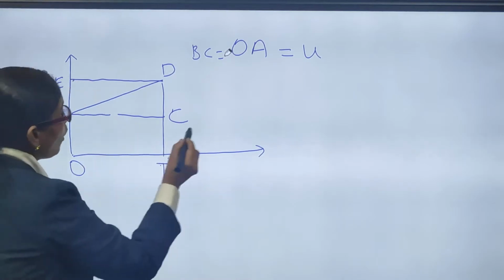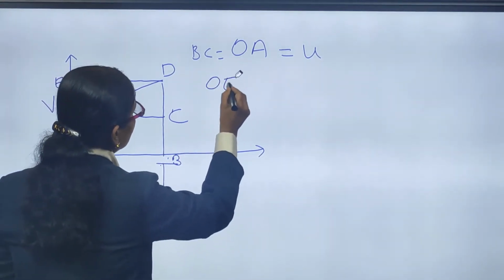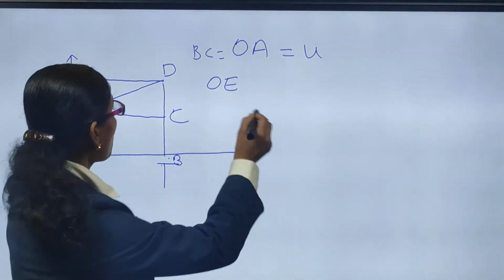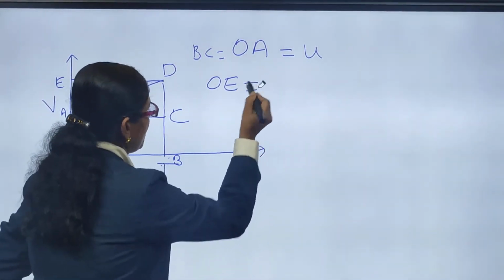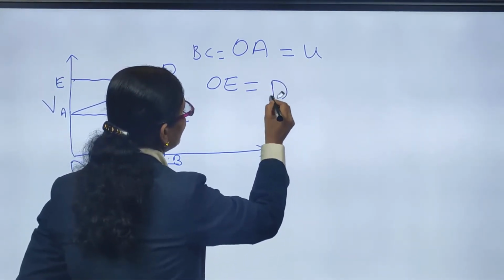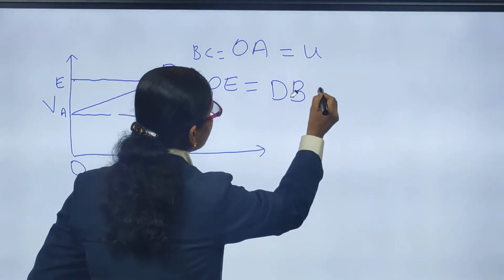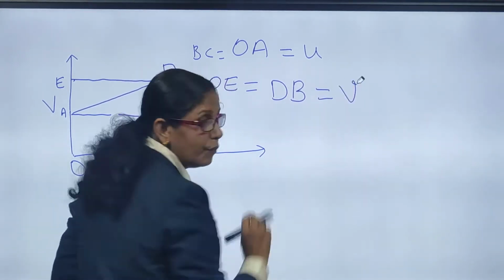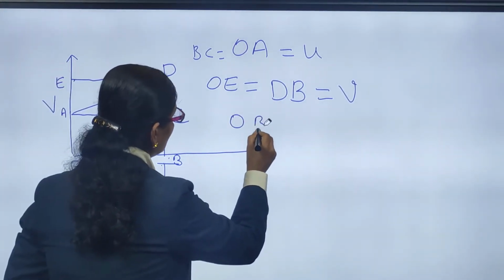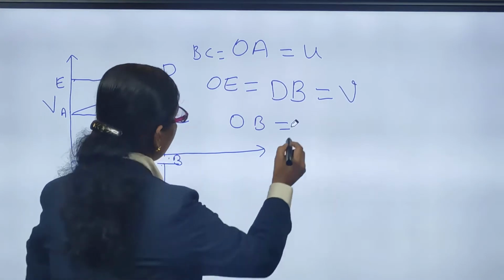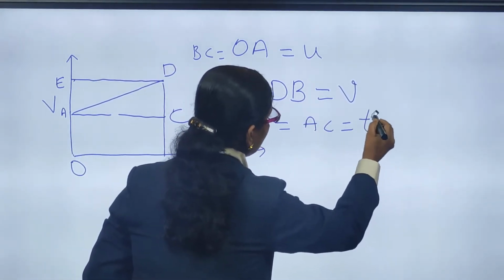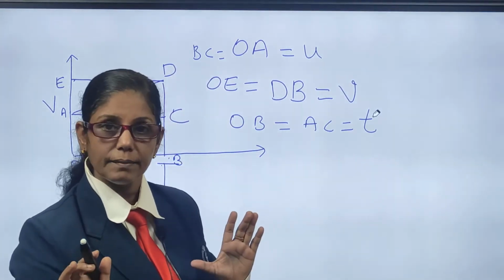Now, what is OE? OE is the same as DB. So, OE is equal to DB is equal to, what is it? V. Next, OB is equal to AC is equal to T, that is time taken.